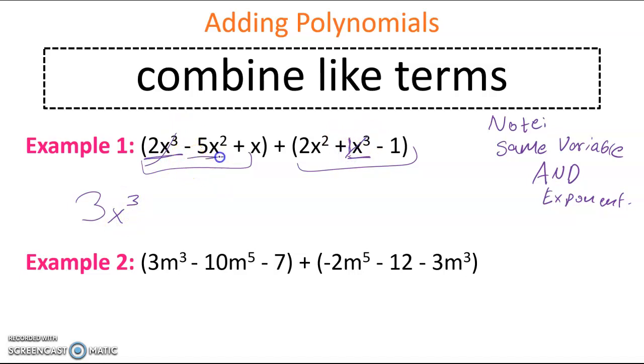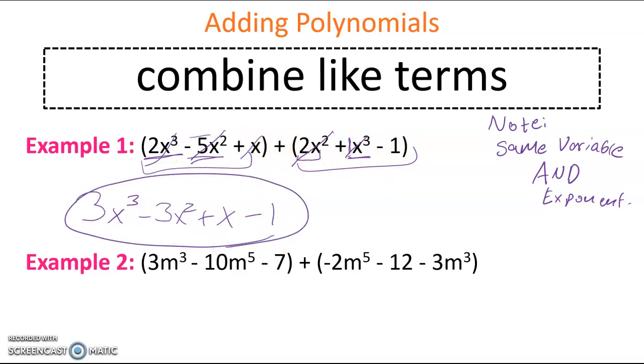I move on to negative 5x squared right here. And then I go over here, I've got my 2x squared. I'm looking for an x squared. This x doesn't work because it doesn't have a squared on it. I'm only looking for x squared terms. So I've got negative 5 plus 2, that's negative 3x squared. I'm done with those, I cross them out. Plus x, I look around, I don't see any other x values, so that's all I can write. It's just plus x. And then the same with the negative 1. I can only combine that with constants, and I don't have any other constants in there, so I just leave it as negative 1.